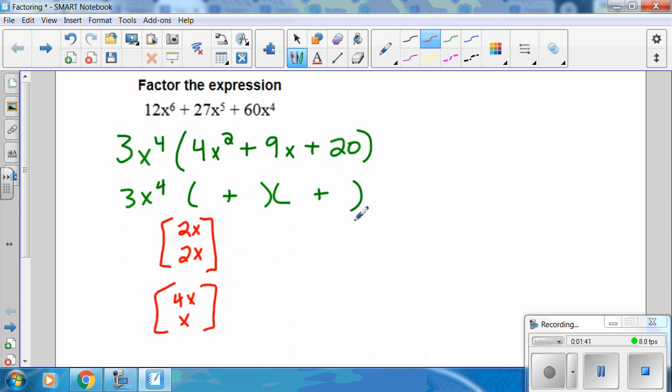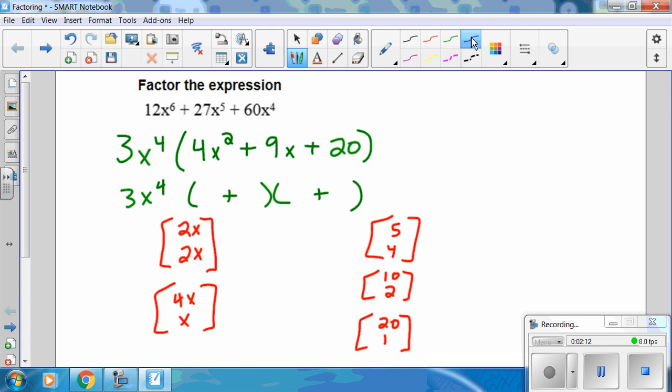For 20, we need two things to multiply together to give us 20. That would go here and here. So let's go 5 and 4. We have, let's see, 10 and 2. And we also have 20 and 1. Okay, and then we're gonna create two products, and those products have to have a sum of 9 because the signs are the same, and it has to add up to 9. So let's go ahead and try to find those.